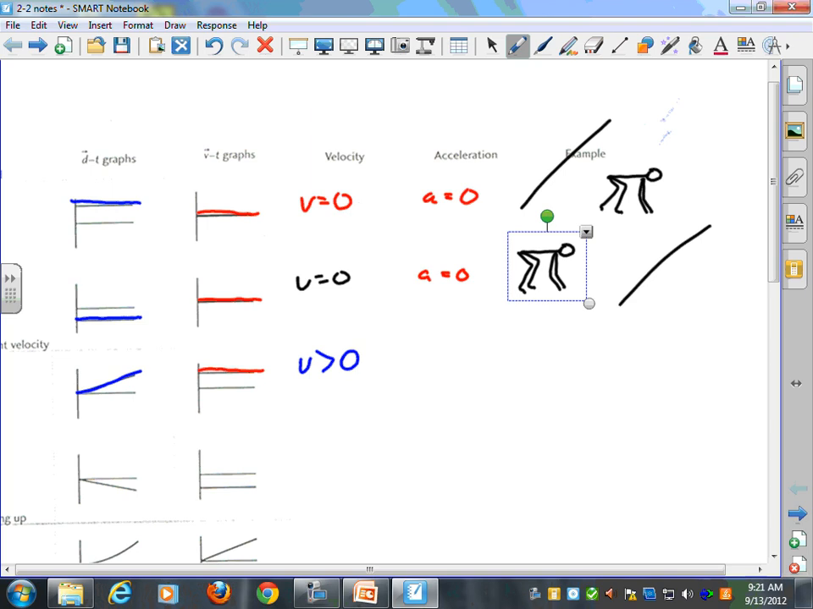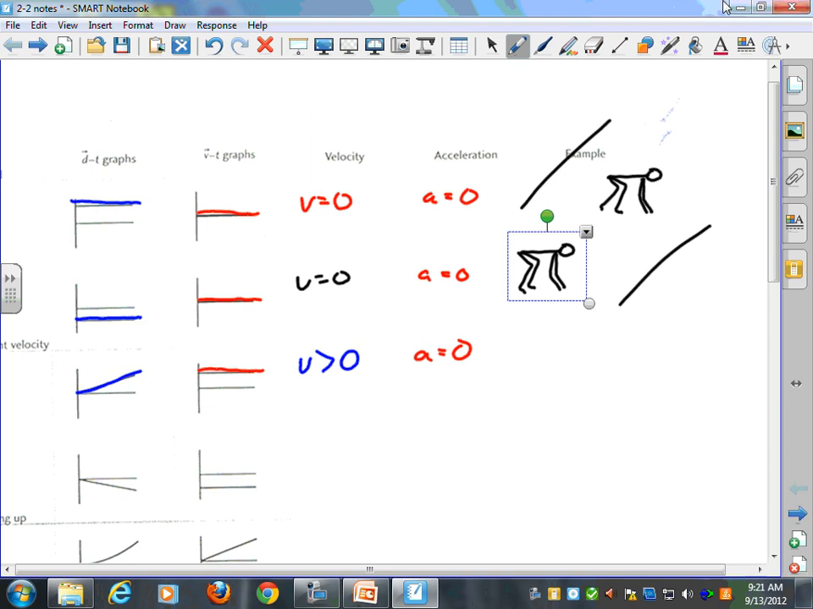The acceleration is what? Exactly equal to 0. How do I know the acceleration, Kelvin, is exactly equal to 0? Which is a flat line. Right. The v-t graph is flat, so it's 0. So what that means is the runner is actually running at a constant speed, right? Not accelerating, not slowing down.